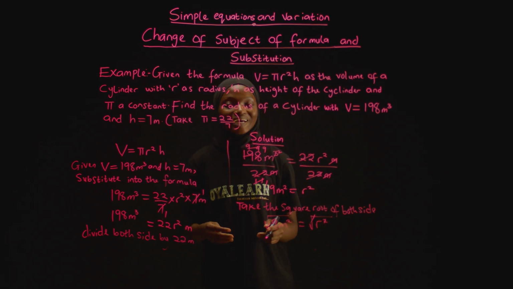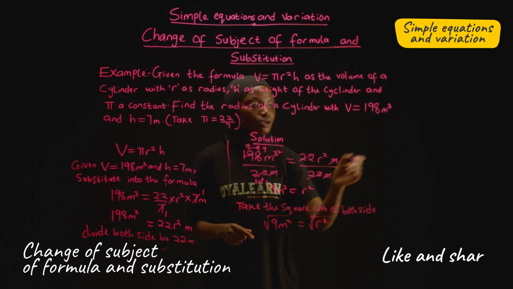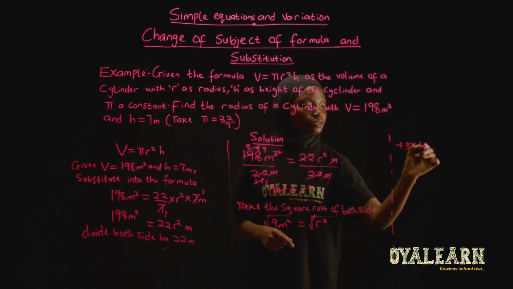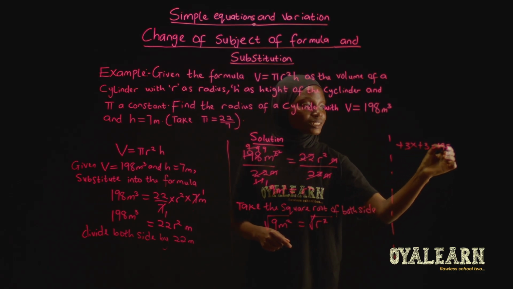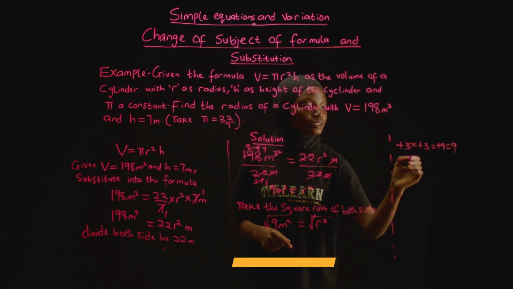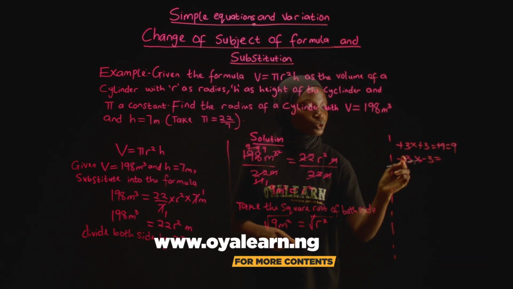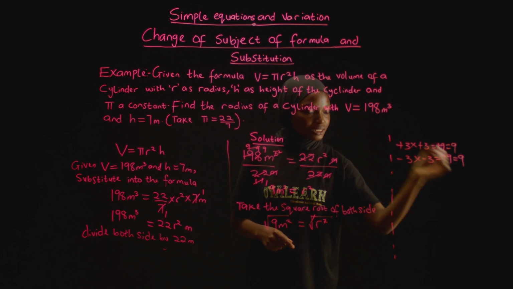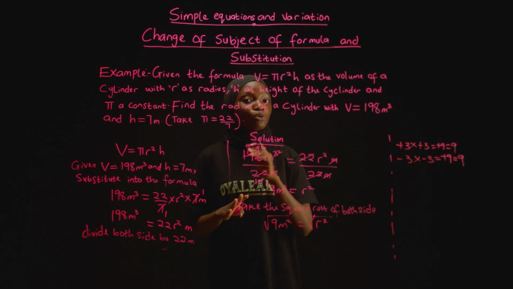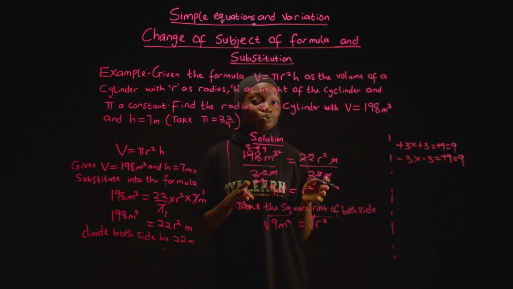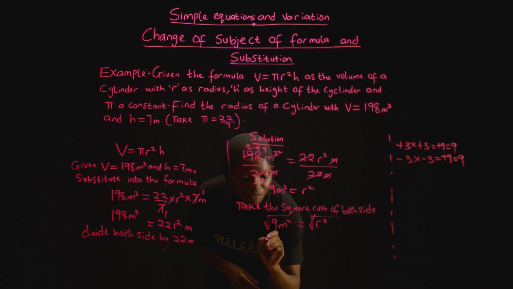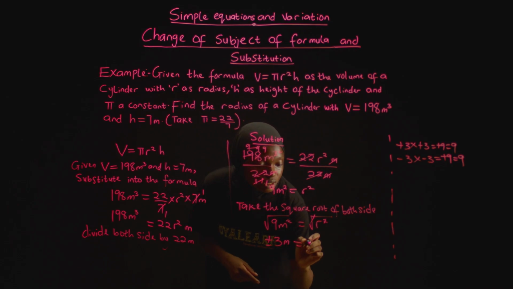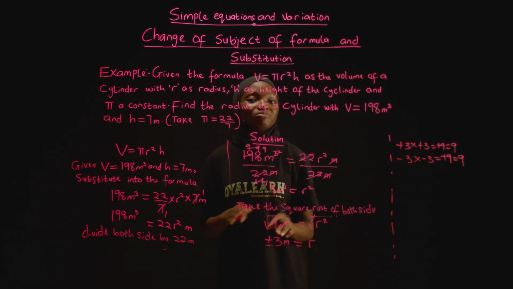And here the square root of 9 is plus or minus 3. Why? Because plus 3 times plus 3 will give us plus 9, which is the same thing as 9. Also, minus 3 times minus 3 is plus 3 times 3, 9, which is also the same thing as 9. So the square root of any number will be plus or minus the root of that number. So here we'll have plus or minus 3, and the square root of m² will just give me meter, equals r.